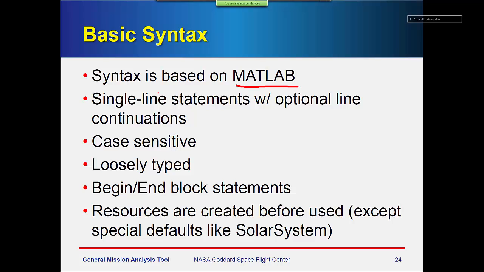or Octave scripting. Okay, so single line statements with line continuations, case sensitive, loosely typed. This means you can assign a string to the number 1 and it'll convert things for you automatically. Beginning and ending statements for blocks, while and end while instead of brackets and braces. And resources are created before they're used. So you can't just assign x equals 1. You have to declare x as a variable, create my variable x, then assign x equals 1 and use it as such.